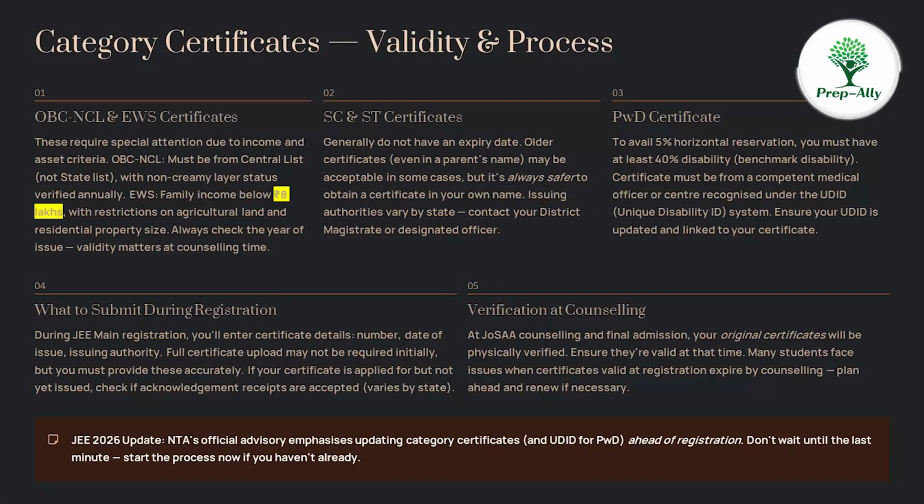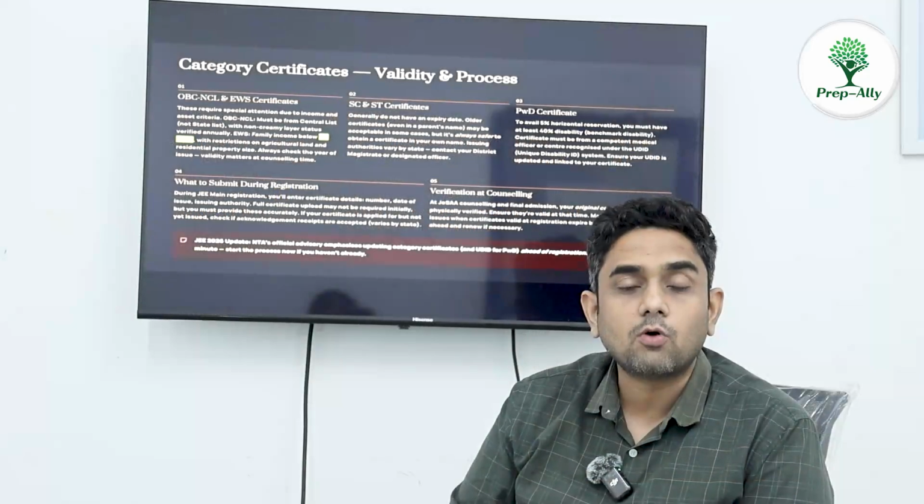Now coming to the category certificate and the process for it. So coming first of all to the OBC NCL as well as the EWS, the economic weaker section. Now OBC NCL is for the non-creamy layer. That means one thing, first, it depends on the income.